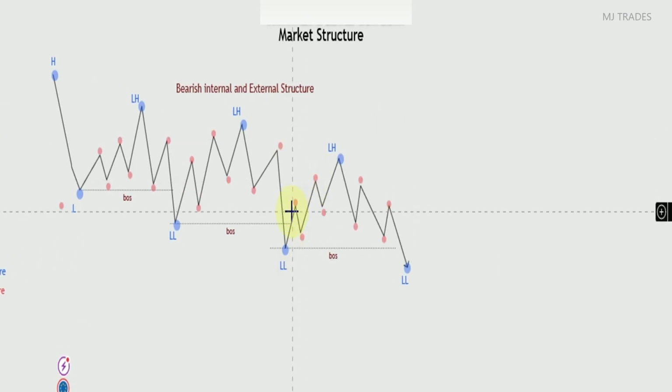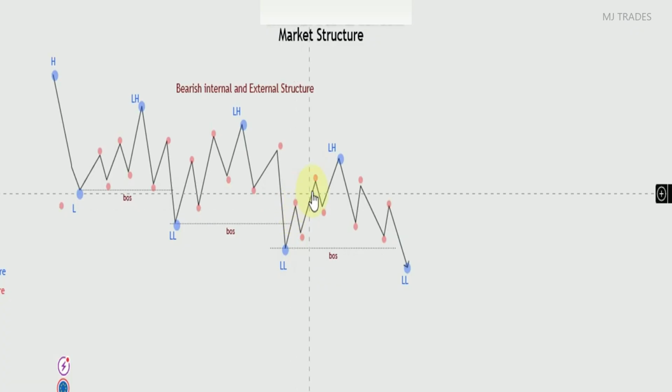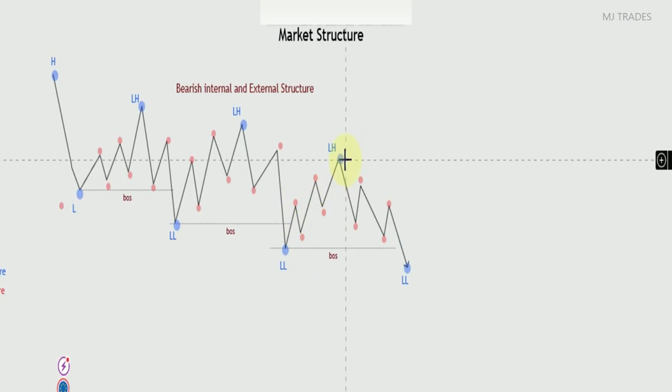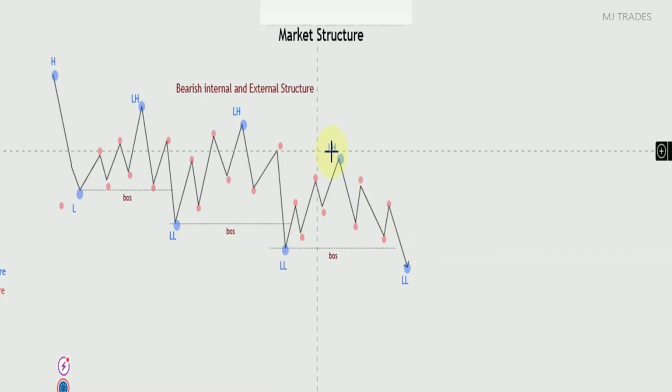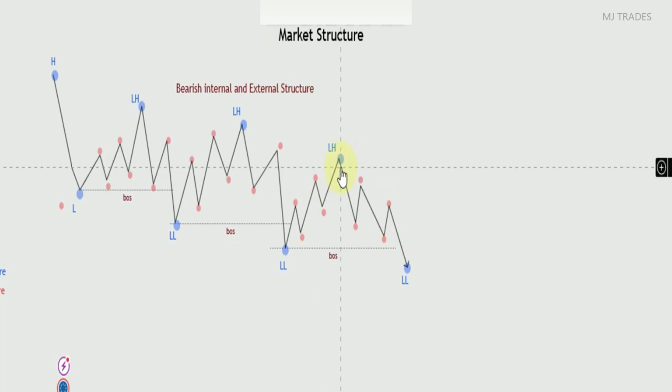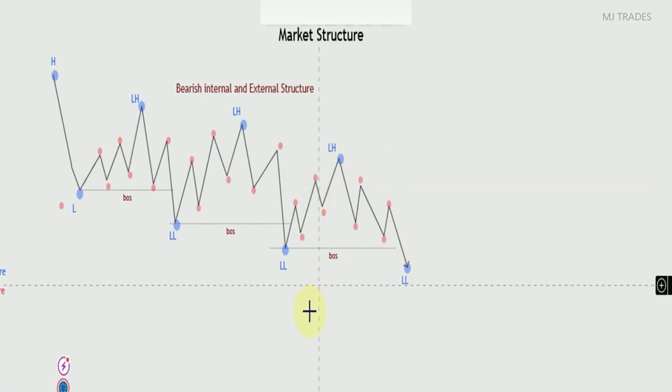This is not the highest high. This is not the highest high. This is the highest high. Okay, that caused a break of structure. So this is a valid lower high. Okay, this is a valid lower high that led to a break of structure.